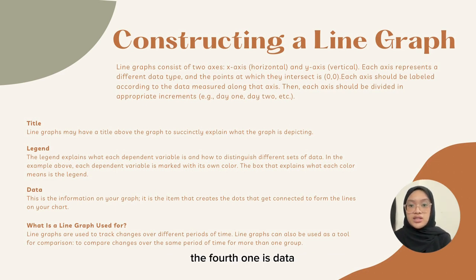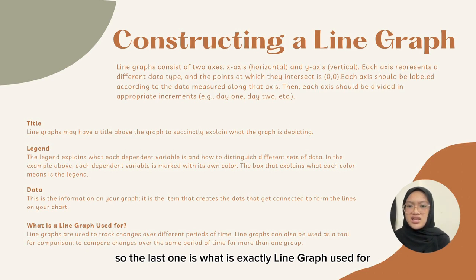The fourth one is data. This is the information on our graph. It is the item that creates the dots that get connected to form the lines of our chart. So the last one is, what exactly is a line graph used for? Line graphs are used to track changes over different periods of time. A line graph can also be used as a tool for comparison, to compare changes over the same period of time for more than one group.